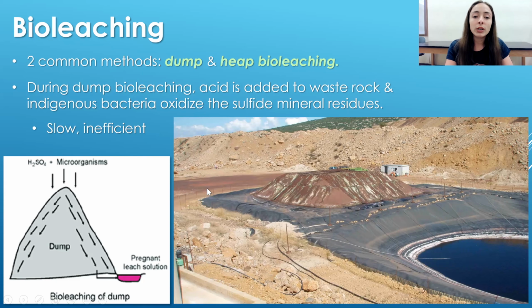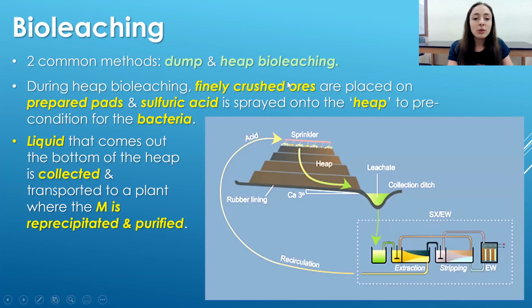Dump bioleaching is when we add acid to waste rock and indigenous bacteria oxidize the sulfide mineral residues. This is a slow and inefficient process. Because of this, we also have the heap bioleaching method. Heap bioleaching is done by placing finely crushed ores onto prepared pads and spraying sulfuric acid onto the heap of finely crushed ores you just placed on the pad. This is to precondition for the bacteria. Again, we're talking about acidophiles here. They love acidic environments, so we can use sulfuric acid to precondition for the bacteria.